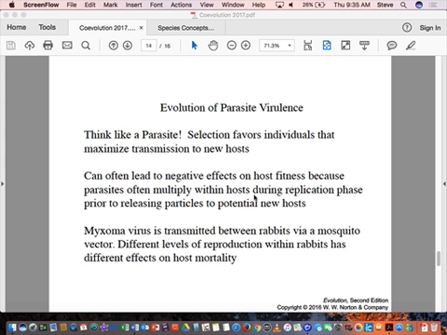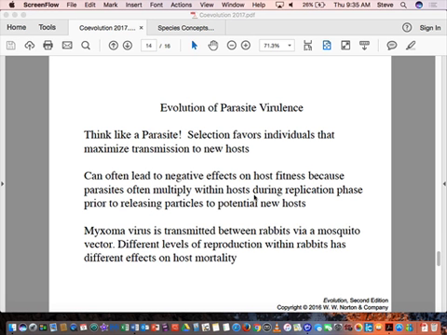One of the things we're going to look at is that I want you to think like a parasite. Get out of your host-centered view of the world and start thinking about a parasite. From a parasite's point of view, selection favors individuals that maximize their transmission to new hosts. What do parasites want to do? They don't want to stay inside you. They want to get transmitted to infect another host. That's all part of the parasitic life cycle. Whatever sort of parasite you look at, host-to-host transmission is critical to maintaining populations. So we'll start with the simple premise that selection favors individuals that maximize transmission to new hosts.